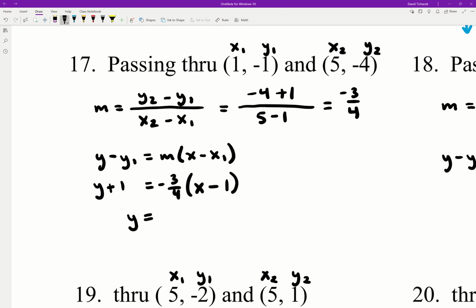And then, of course, when we distribute and bring that 1 over, we're going to have y plus 1 is equal to -3/4 x plus 3/4. And then when we subtract your 1 from both sides, you're going to get y is equal to -3/4 x.